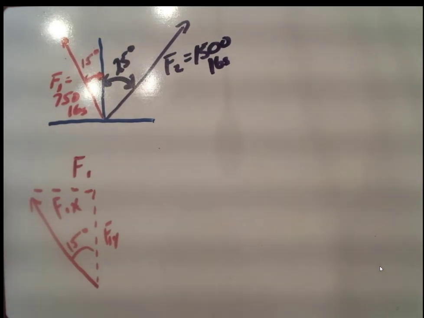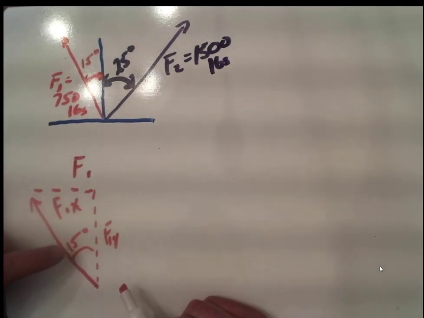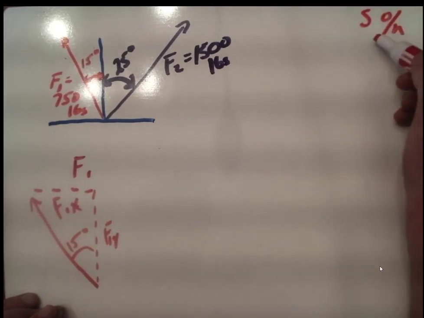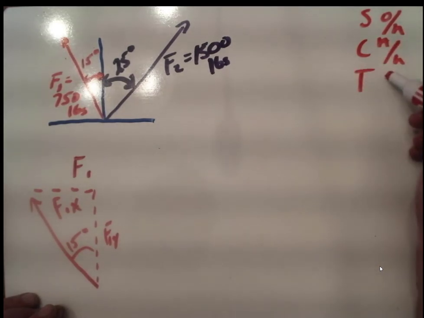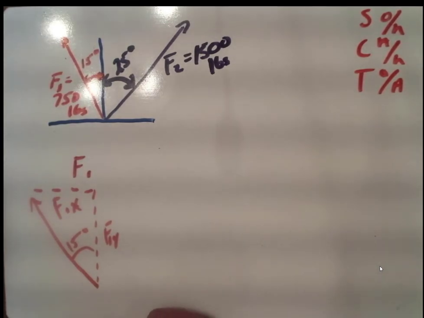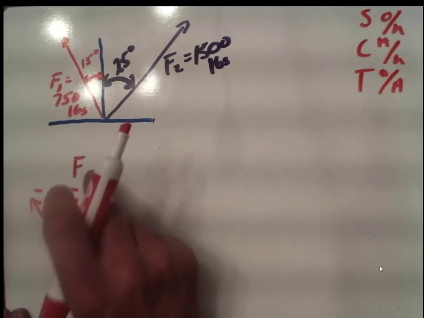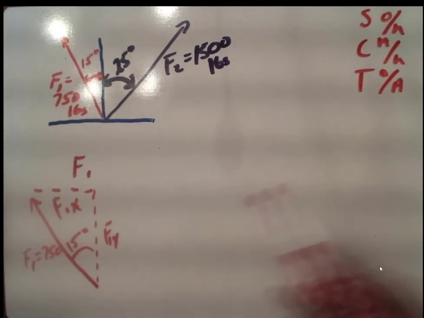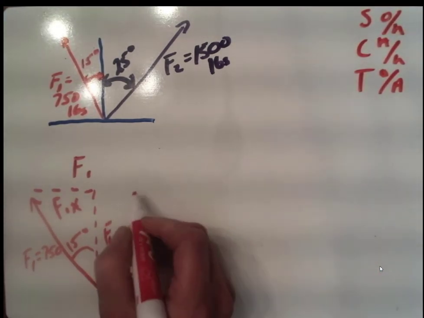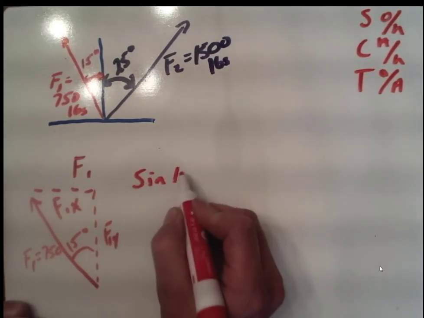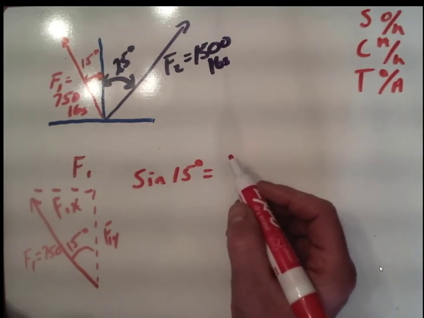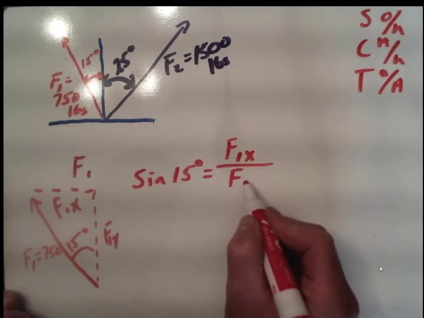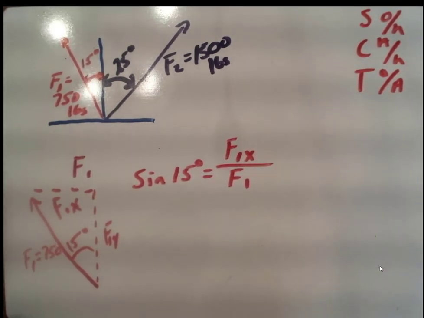If we want to solve for force 1x, force 1x is the opposite to the angle. Remember our trig functions: some other hippie caught another hippie tripping on acid. So we have the opposite, and we know force 1 equals 750 pounds. We need to use the opposite and the hypotenuse, which is the sine function. So the sine of 15 degrees equals the opposite, which is force 1 sub x, divided by force 1. And we know that force 1 equals 750 pounds, so we can sub that in.